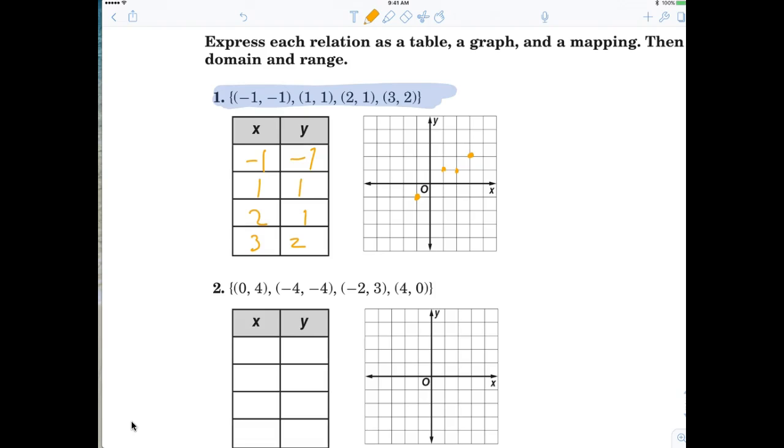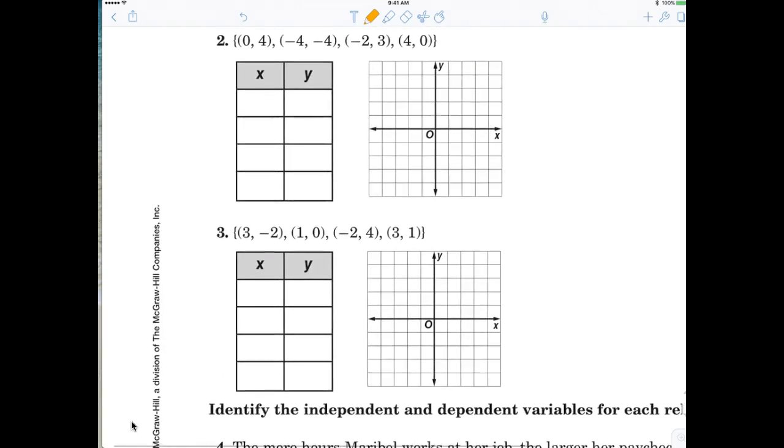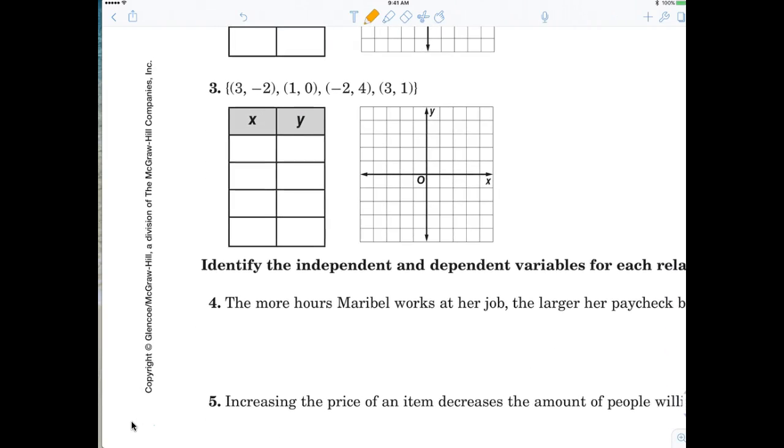All right. Now, just to make sure, let's go ahead and do number 3. 3, -2, 1, 0, -2, 4, 3, 1. All right. Does anybody have any questions with that?